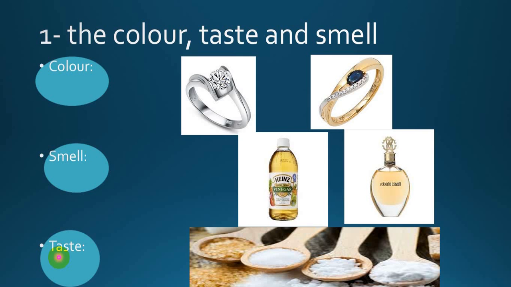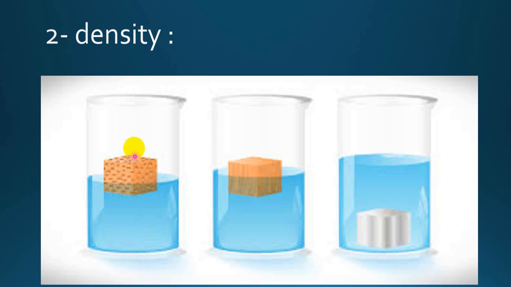but I can't use these properties to differentiate between water and some chemical substances. Here I have some substances that have no color, no taste, and no smell, such as water and oxygen gas. Here we will use another property to differentiate between them. The second property that we can use to differentiate between some matters is density.